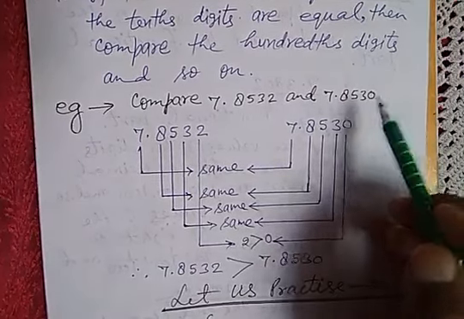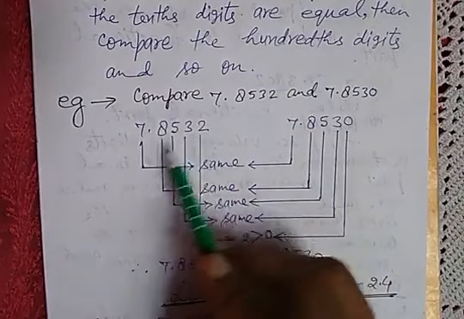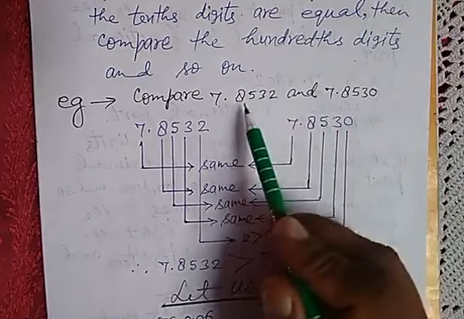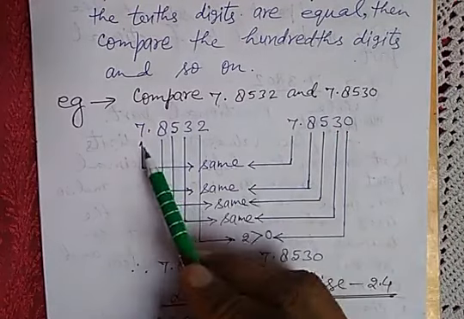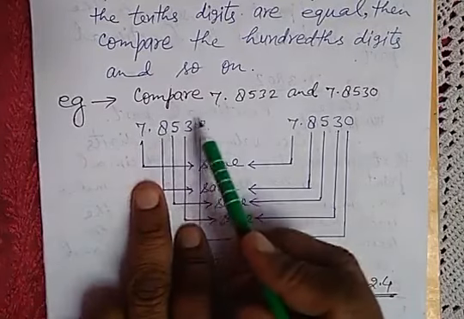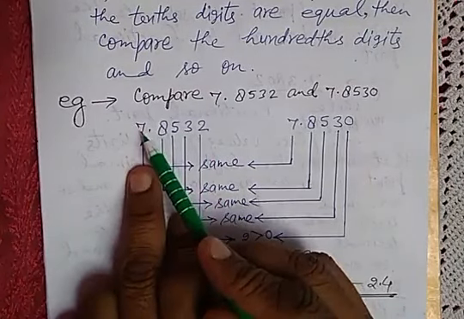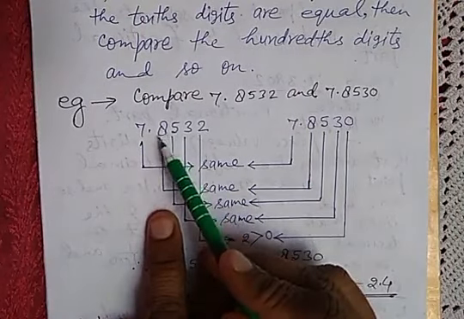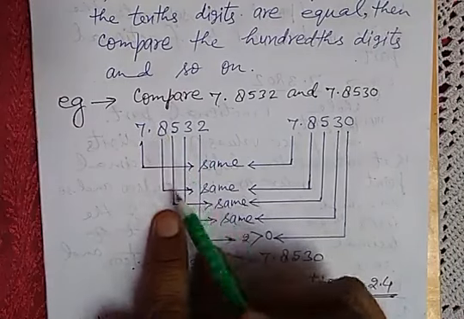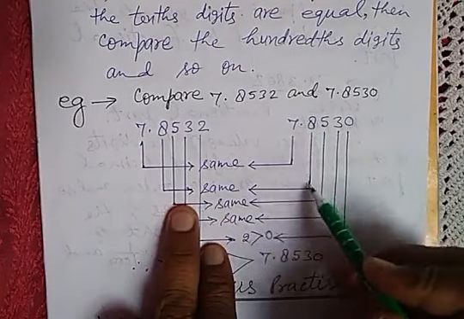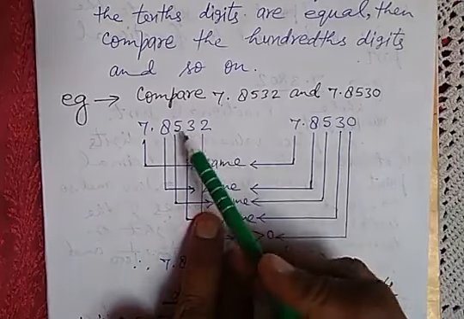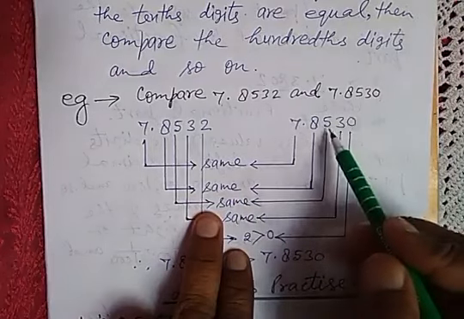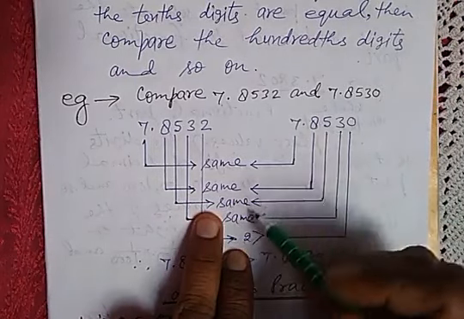7.8530. This decimal number is written here and this decimal number is written here. We have to compare which decimal number is greater. Here, this decimal number's whole number part is 7. This is 7. Same digit. The tenths digit of this decimal number is 8 and the tenths digit of this decimal number is also 8. Same digit. The hundredths digit of this decimal number is 5. The hundredths digit of this decimal number is also 5. Same digit.